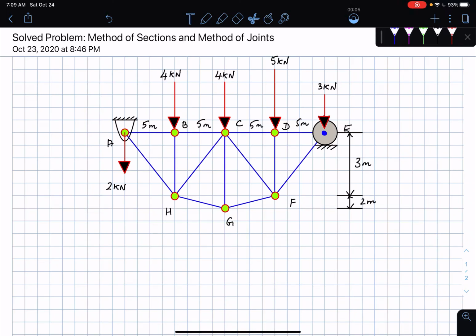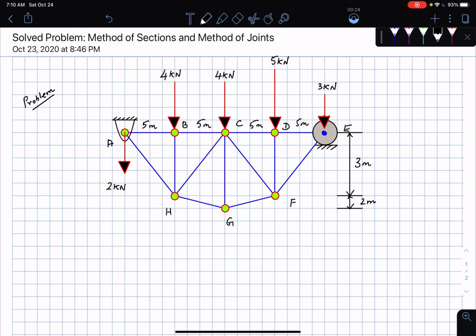So, for today, we're going to be solving a problem where we will use the method of joints in conjunction with the method of sections. So, we'll use them together on the same problem. Okay. So, here is the problem for today. I already have the figure drawn here.